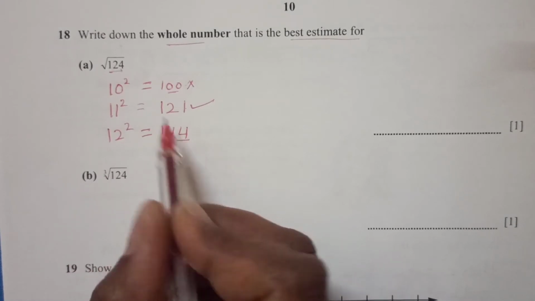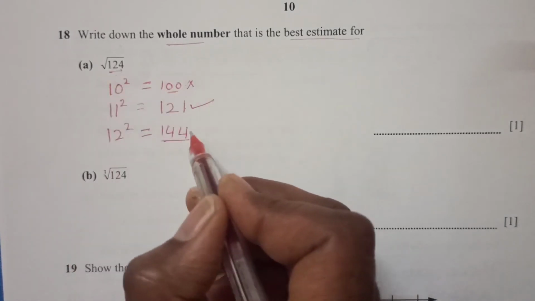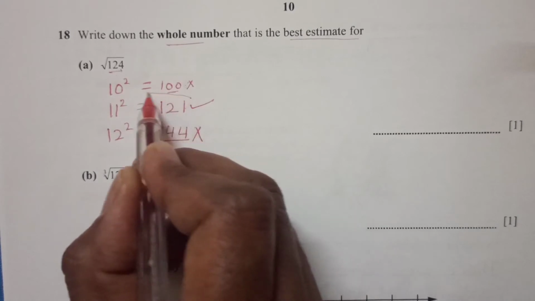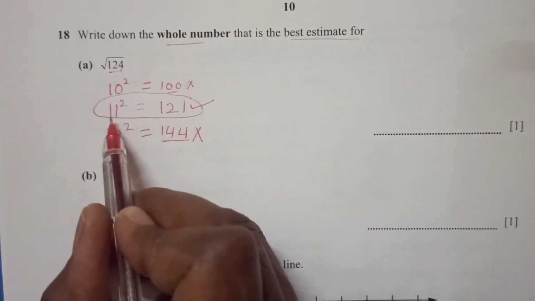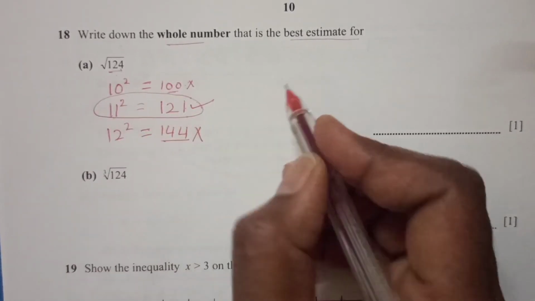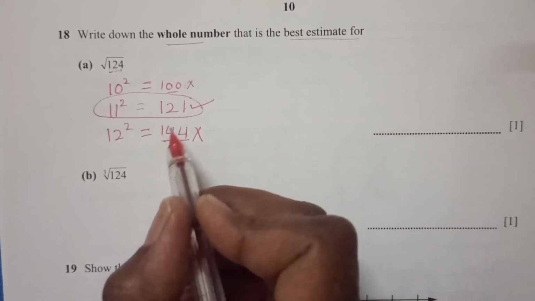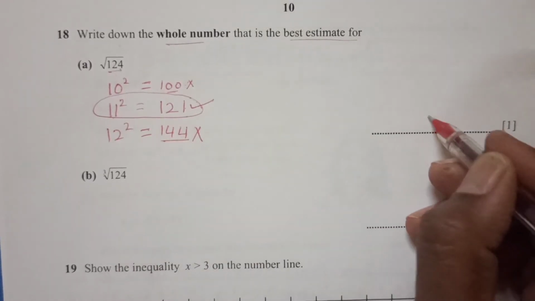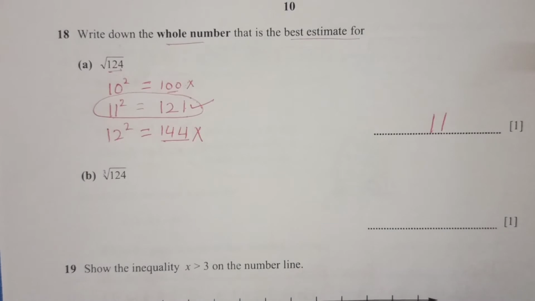This is 144, again this is too far from there, so that is not the answer. So our final answer: you see, 11 squared is 121, so that means this is the nearest answer, so our answer will be 11 here, right?